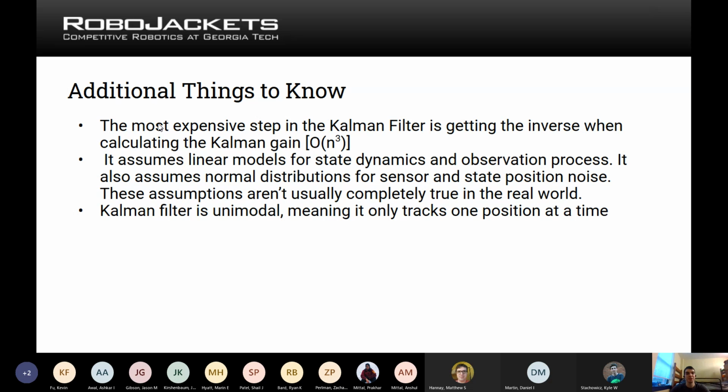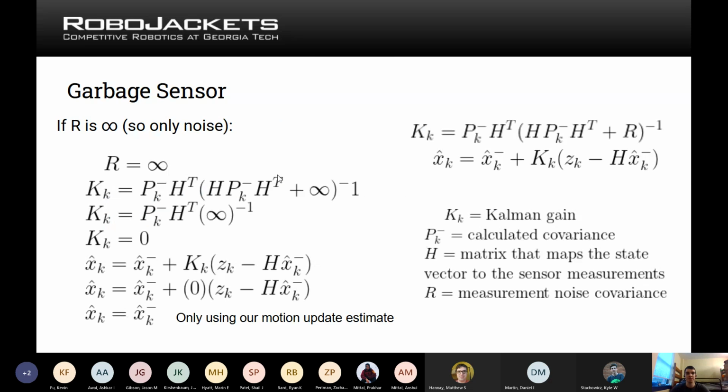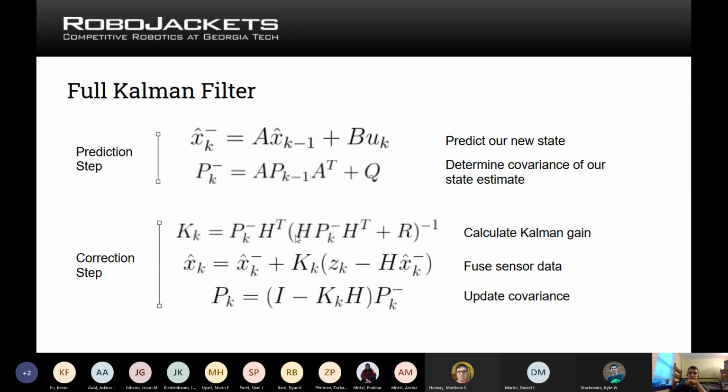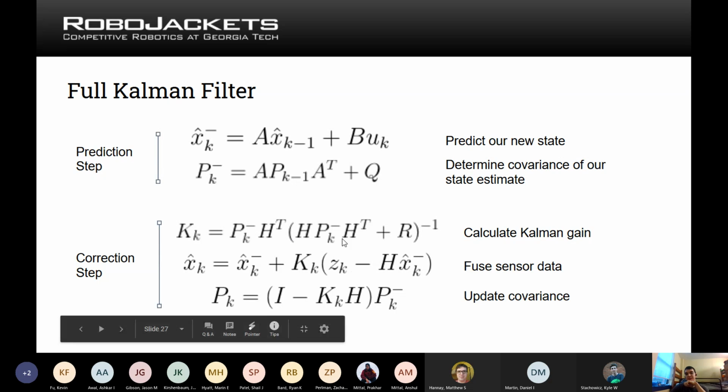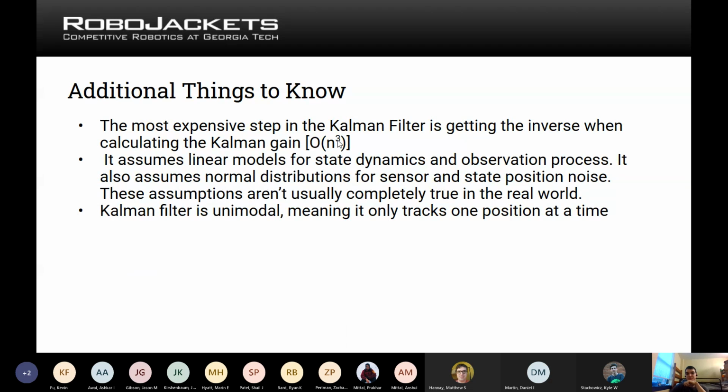So this is a couple of things to note. This first one actually got asked in an interview before: what's the most expensive step in the Kalman filter? And it's getting that inverse. This actually matters because, as you'll see, there are a lot of different versions of it. Right here, when we calculate this inverse, this is the most expensive step of the Kalman filter computationally. That's just because inverses are hard for computers to calculate, and it happens in O of n cubed.